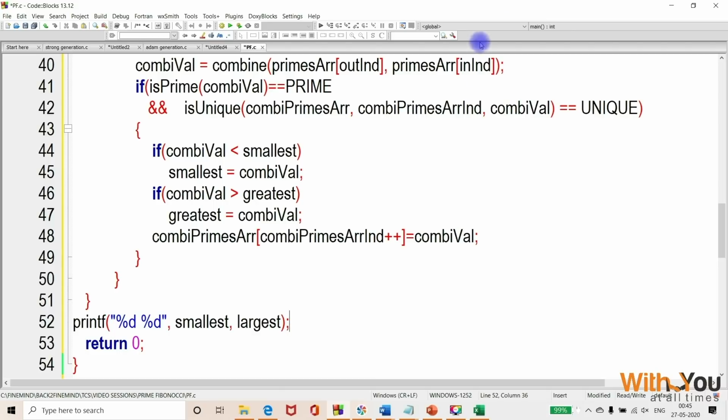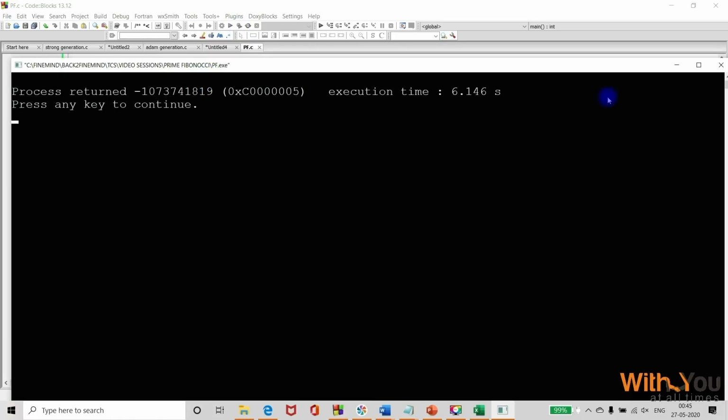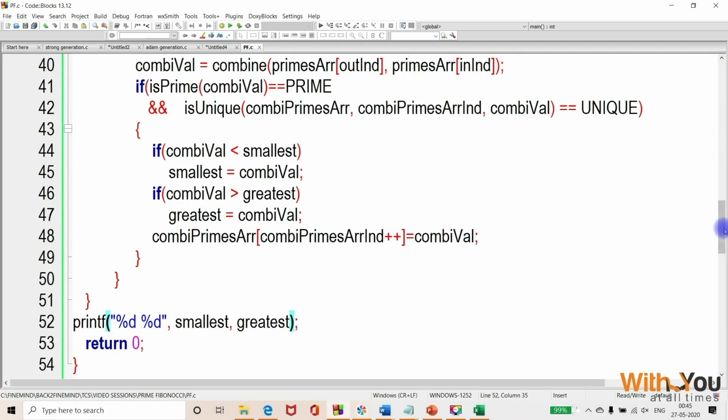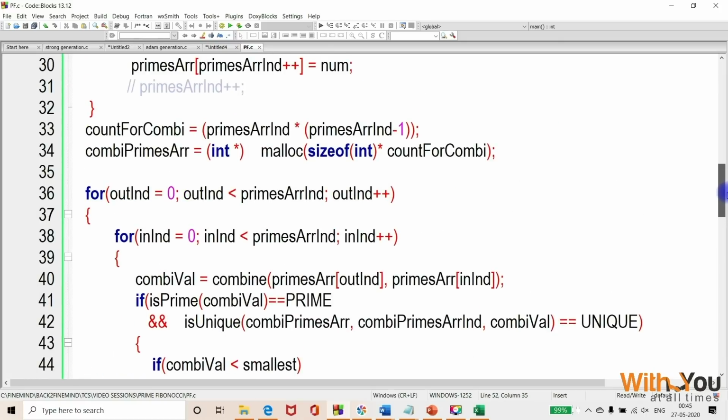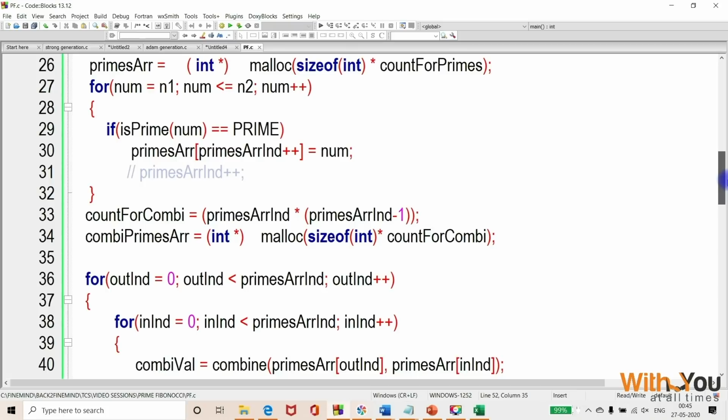So next time, checking time for us, if all is well. Okay, greatest. Right, now let's run and see if all goes well. Okay, I know there's something wrong. Simple, most probably we would not have initialized some variables. I know specifically which variable I would not have done. Here goes.